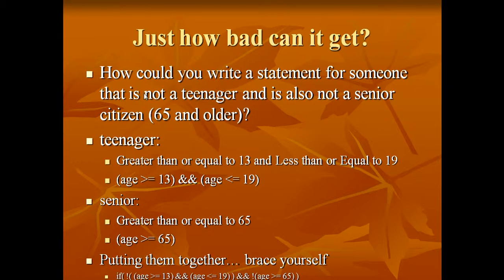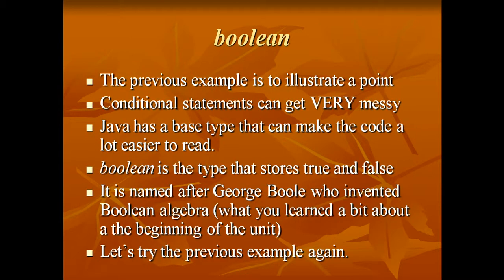So for example, if I wanted to find someone who's not a teenager and not a senior citizen, so 65 and older, here's the conditions. This is a teenager, this is someone over 65. So if I put them together, I'll have to say and in order to make sure that they're both true at the same time. Someone who's not a teenager and is also not a senior citizen. So it gets to be quite messy, which is why we have a data type in Java for storing these things, and that's the Boolean.